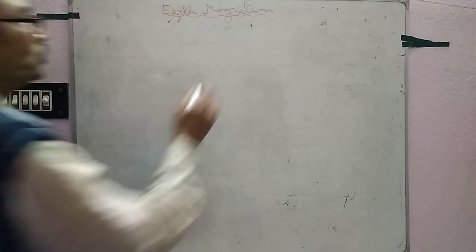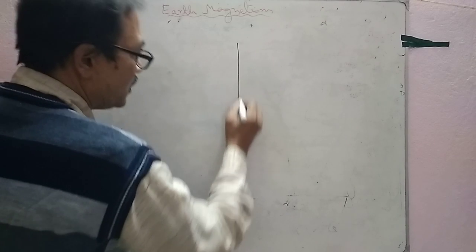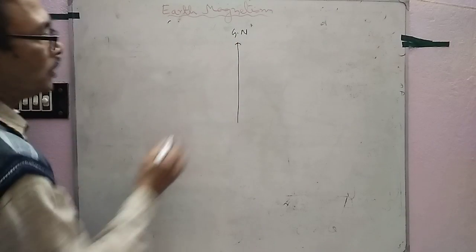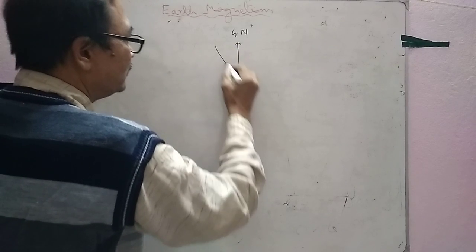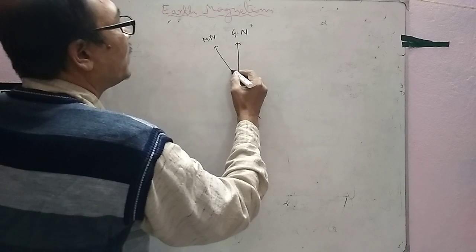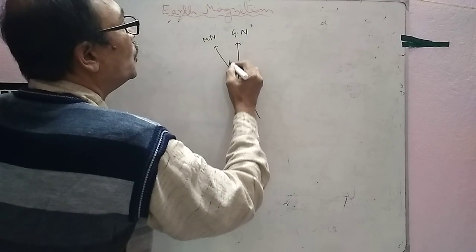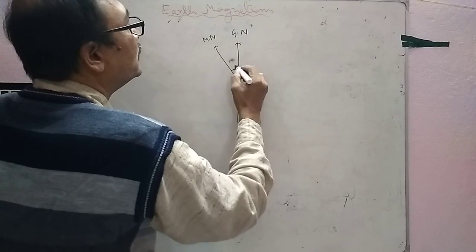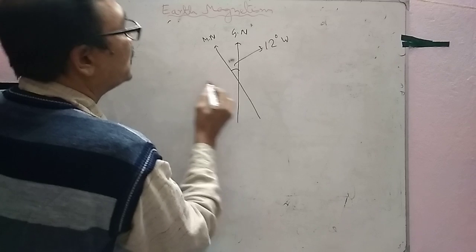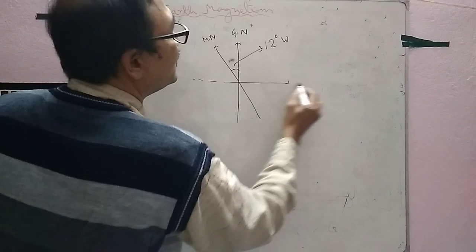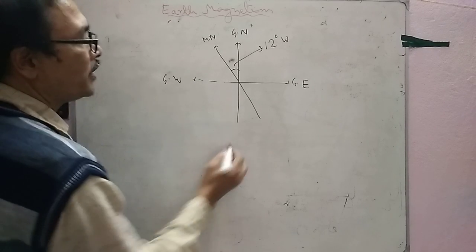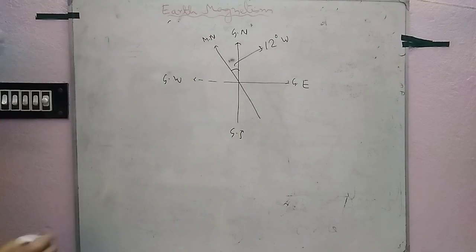Another type of problem. Suppose this is the geographic north, and here magnetic north. So suppose this angle 12 degree, this angle 12 degree west. This is geographic east, this is geographic west, this is geographic south. Follow?